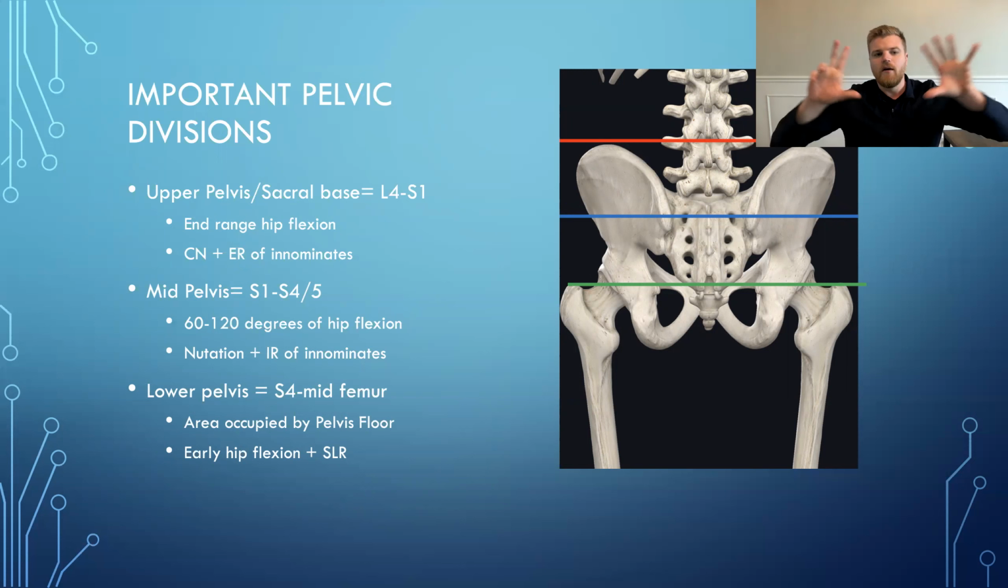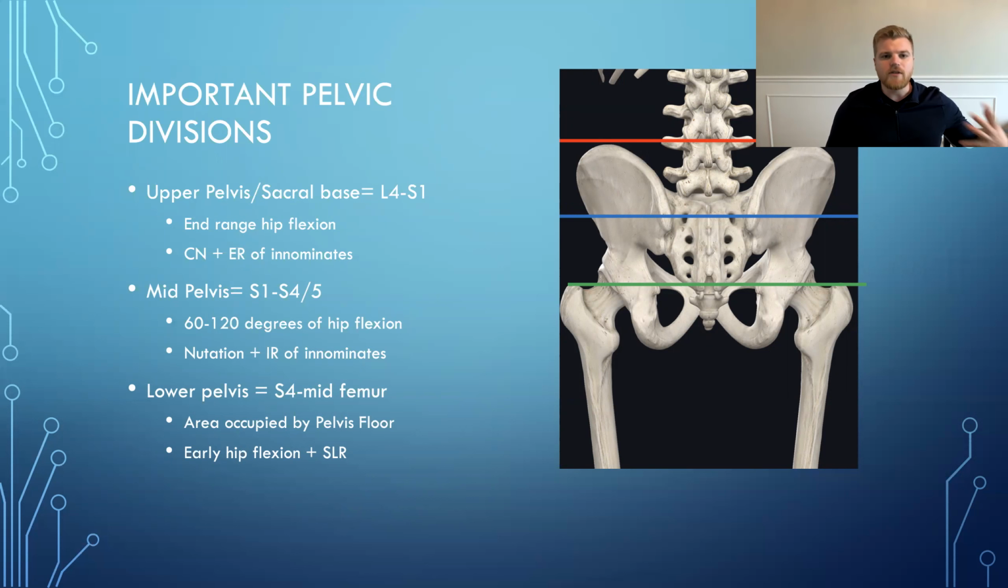So the upper part of the pelvis, which in anatomical terms is called the sacral base. This is from L4 to S1. So this is, think of the red line to the blue line.